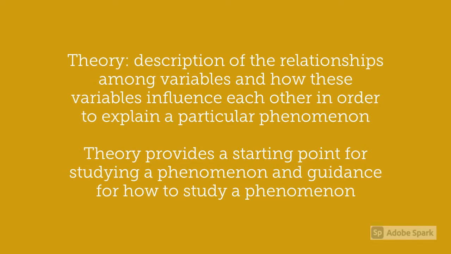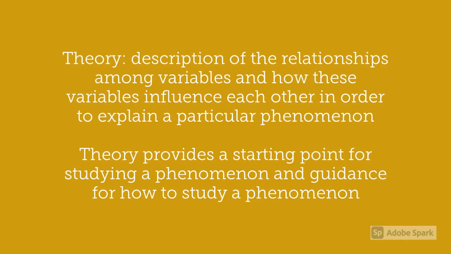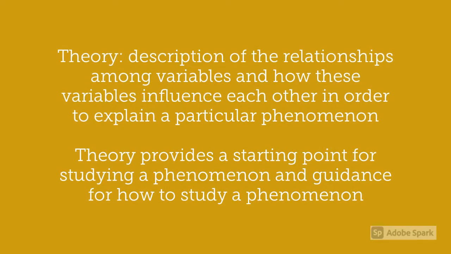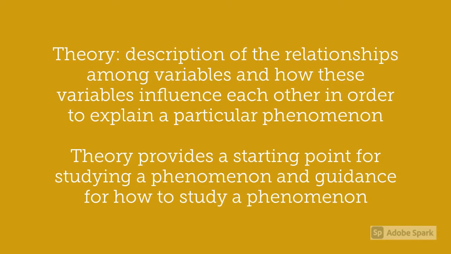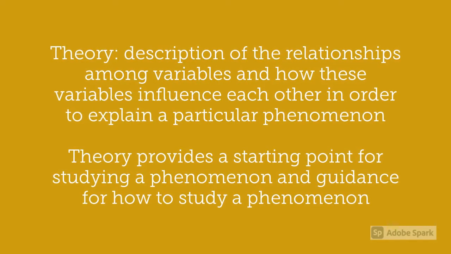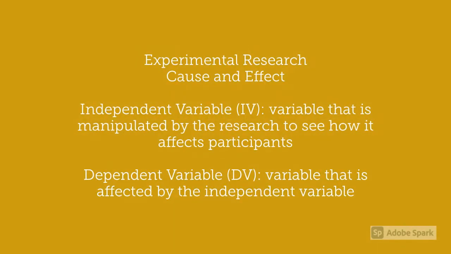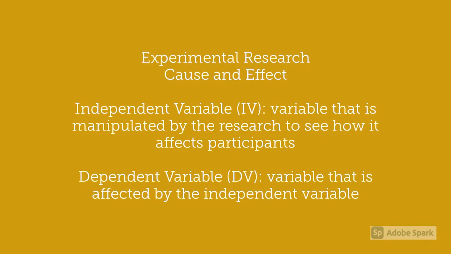Theory is defined as a description of relationships among variables and how these variables influence each other in order to explain a particular phenomenon. A theory provides a starting point for studying a phenomenon and guidance for how to study that phenomenon. To show a cause and effect relationship, you must do experimental research.